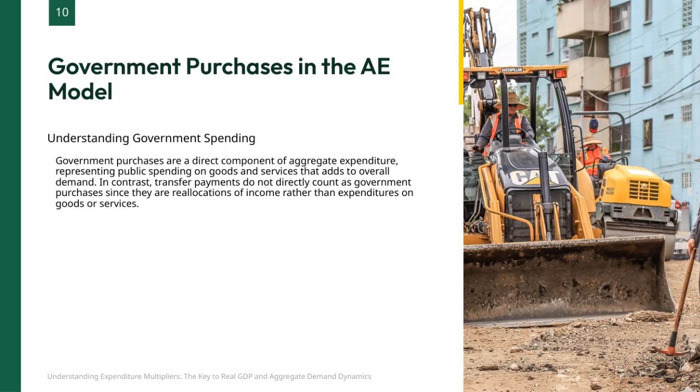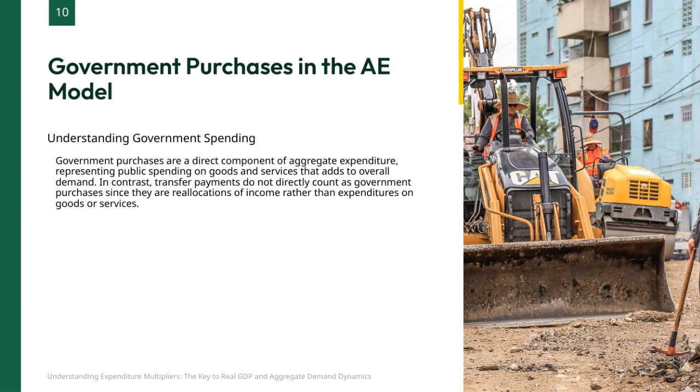Here we focus on government purchases within the aggregate expenditure model. Government spending on goods and services like building roads or maintaining infrastructure directly contributes to the total demand in the economy. This is what we call government purchases, and they are a crucial part of aggregate expenditure because they inject money into the production of real goods and services.